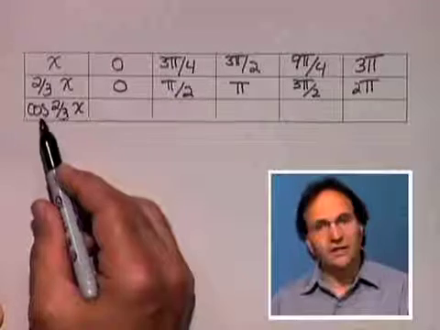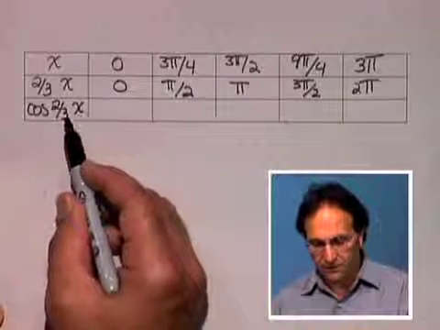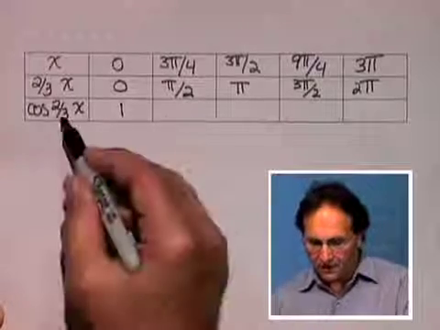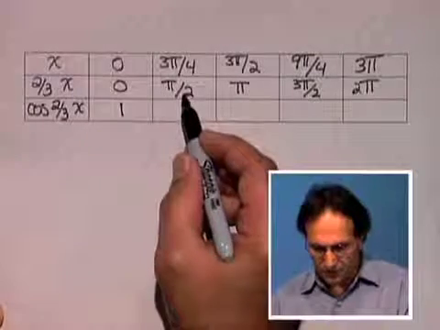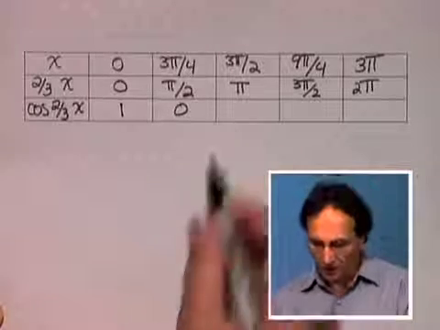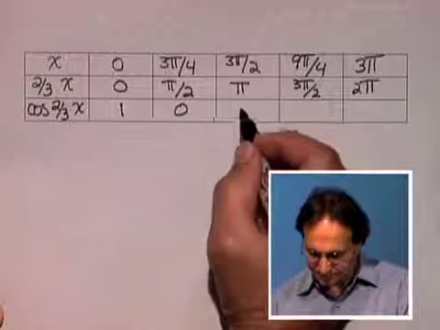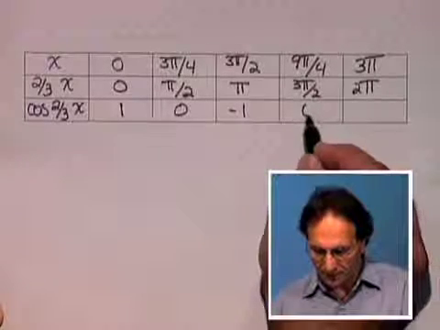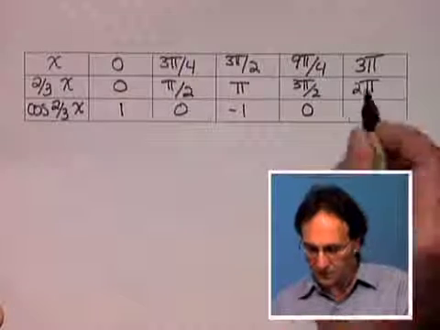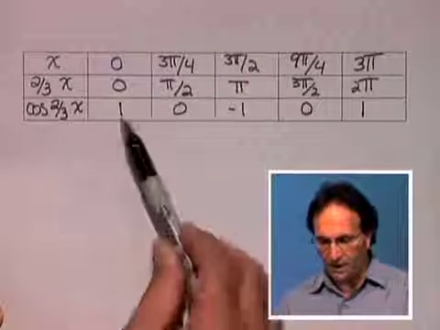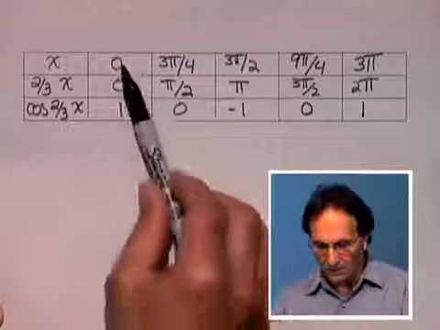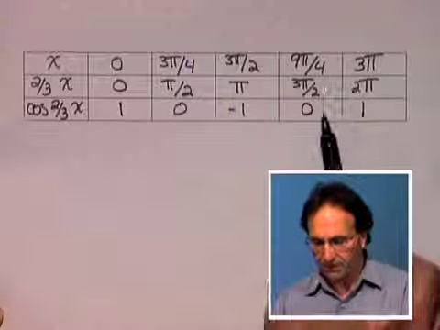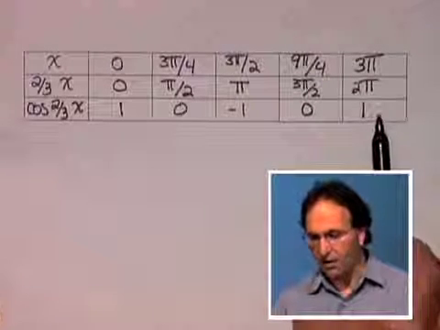Now let's take a look at evaluating cosine of 2/3 x, which would be cosine of 0. The cosine of 0 is 1. The cosine of pi over 2 is 0. The cosine of pi is -1. The cosine of 3 pi over 2 is 0. And the cosine of 2 pi is 1. So our key points to graph are 0, 1, 3 pi over 4, 0, 3 pi over 2, -1, 9 pi over 4, 0, and 3 pi, 1.